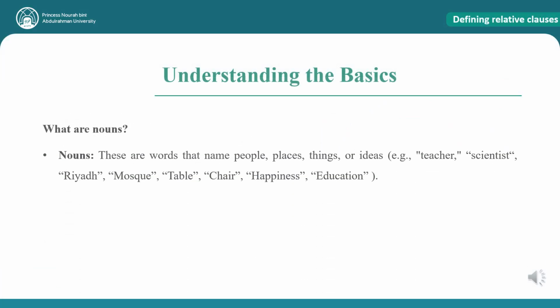Who can tell me what a noun is? Nouns are words that name people, places, things, or ideas. Look, here are some examples of nouns: teacher, scientist, riad, mosque, table, chair, happiness, education. Remember nouns, because they are very important for our lesson today.